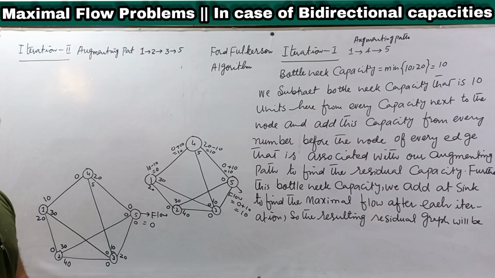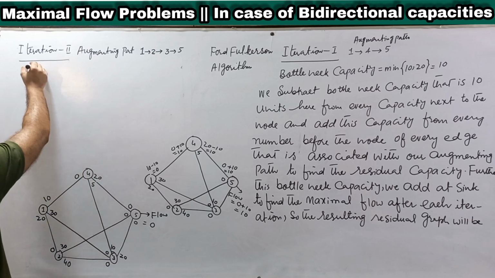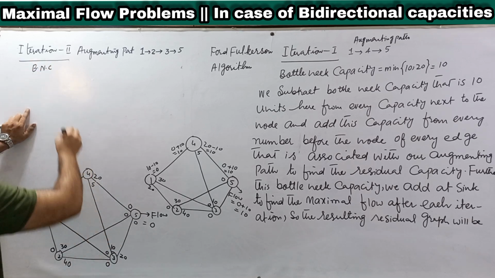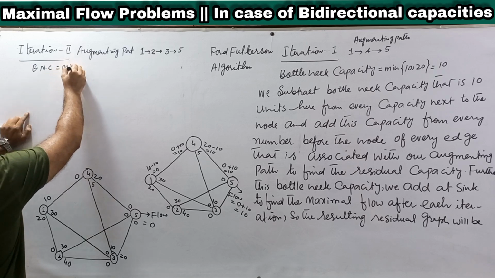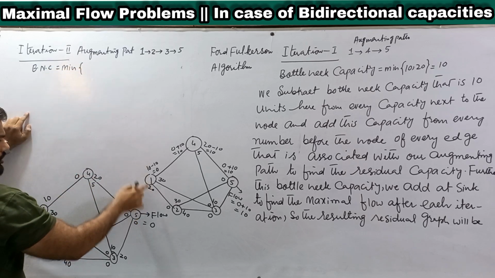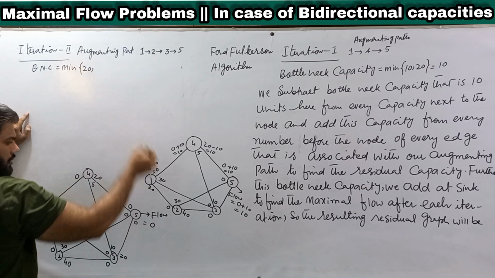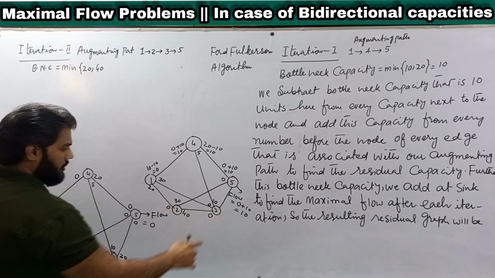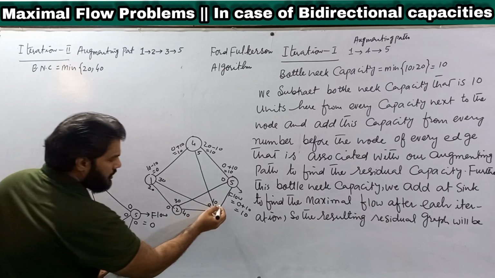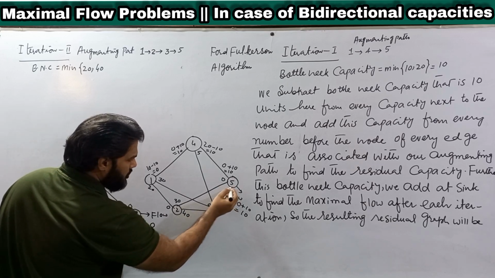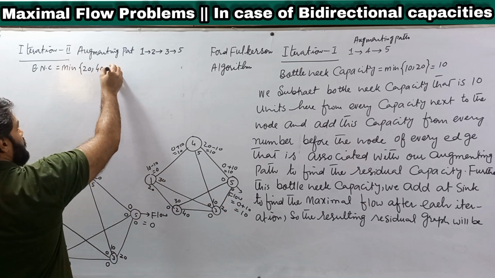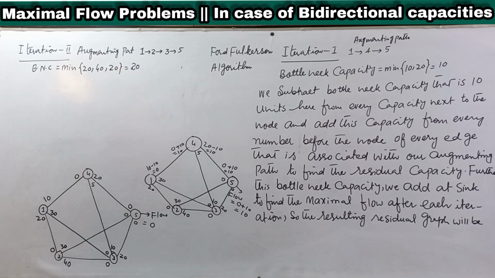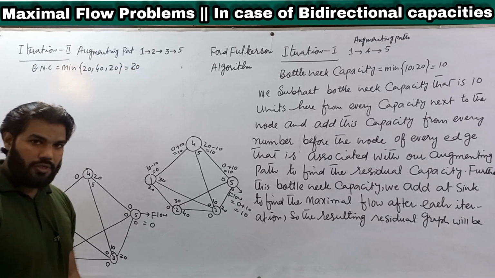Again for this path we will find the bottleneck capacity. B and C mean bottleneck capacity, that is the minimum of 20, 40 and 20. Now the minimum of these three numbers is 20 here. So the bottleneck capacity at this time is 20.